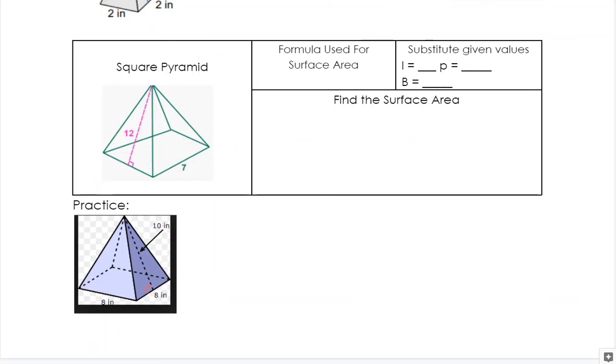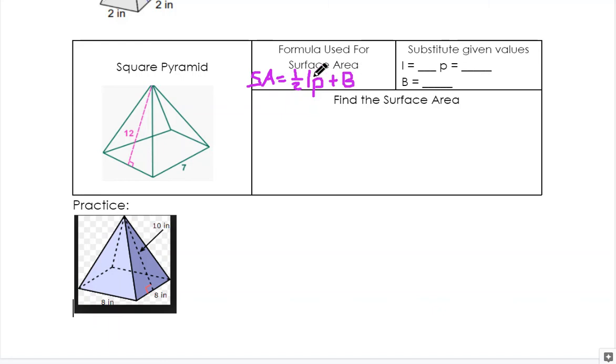All right, so surface area, the formula we have for surface area is SA. The SA stands for surface area. 1/2, so a half, times L times P plus the capital B, the uppercase B. All right? So we have to figure out what L is, which remember is our slant height, what P is, which means perimeter, and what the capital B means, which means area of the base.